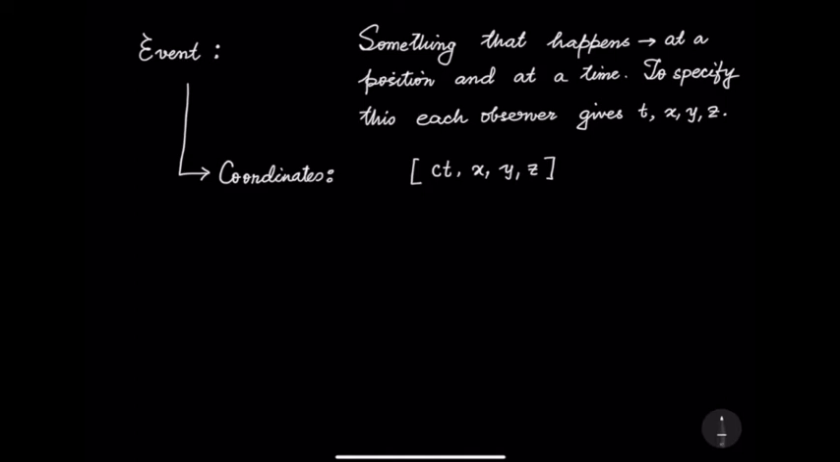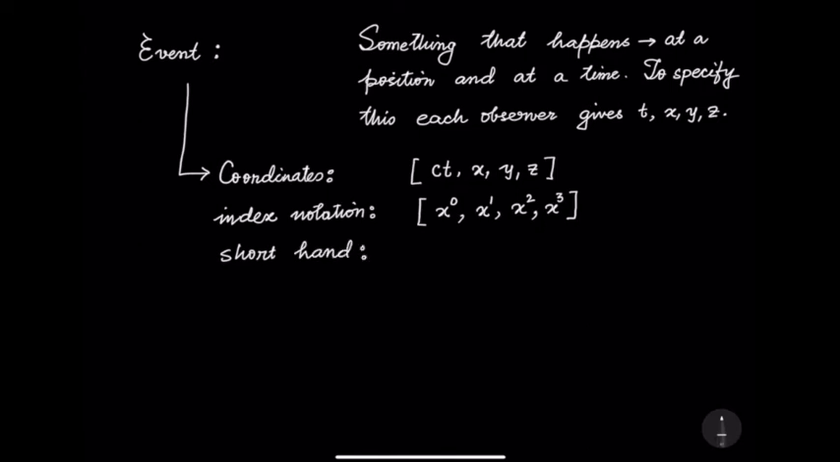This can also be noted with a different notation, which we call an index notation, where I write ct as x0. So this 0 is a subscript 0, it is not to the power 0. This has x1, this has x2, this has x3. And similarly, I can write a shorthand for the index notation now. Instead of writing it four times, I can just write x^alpha, where it is understood that alpha belongs to 0, 1, 2, and 3.